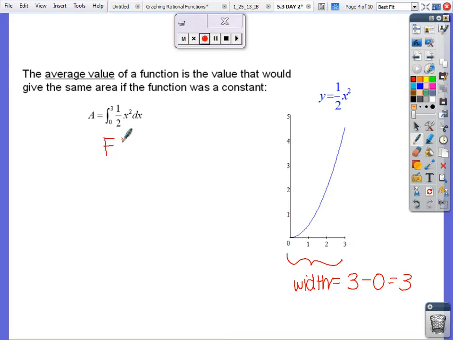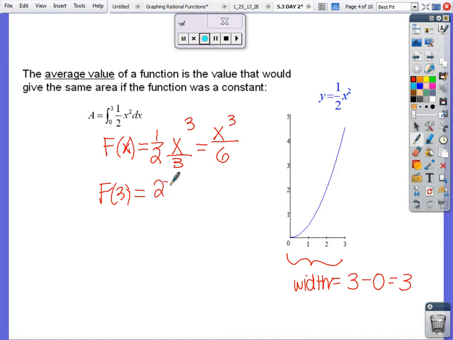If you remember from homework number 5, you find your antiderivative. So we're going to take 1/2, leave that there. We're going to take the x, add 1 to the power, and then divide by that same power. So we actually end up with x cubed divided by 6. And then we substitute in 3, and we get 27 over 6, which simplifies to 9 over 2. And then we also get f of 0, which would just be 0 over 6, therefore 0. Sorry that this pen is bleeding.